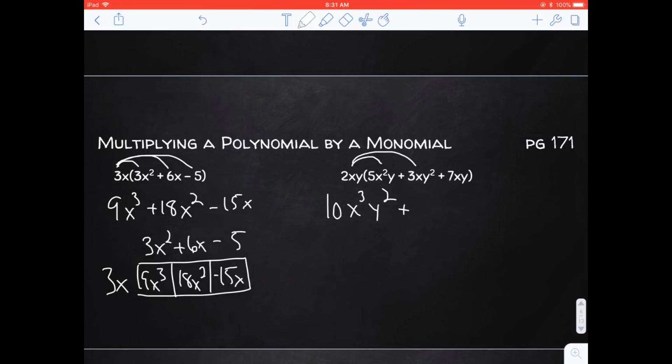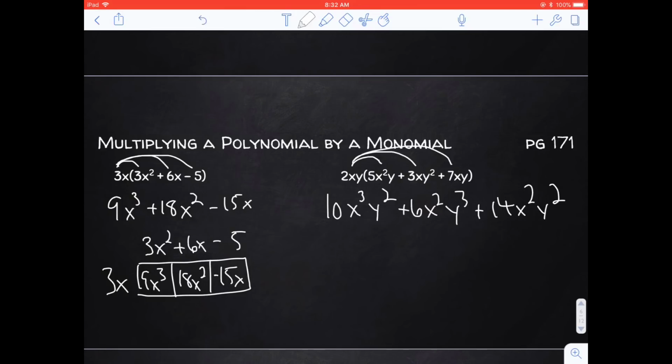2 times 3 is 6. X times x is x squared. Y times y squared is y cubed. 2 times 7 is 14. X times x is x squared. And y times y is y squared.